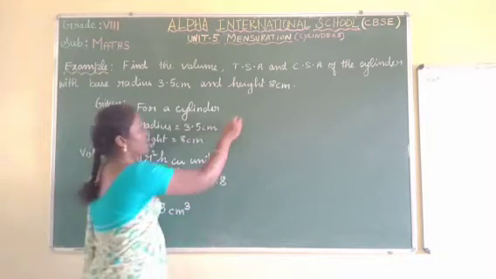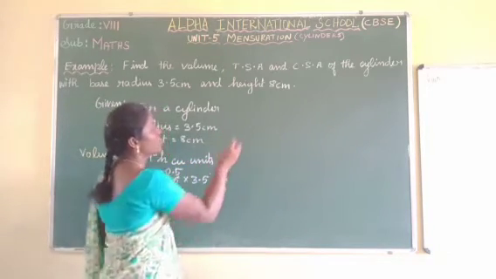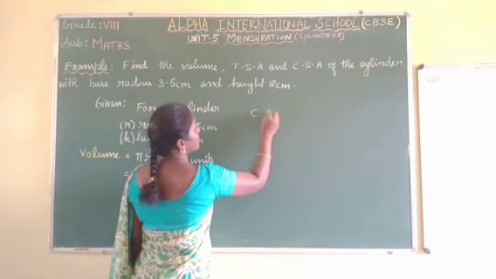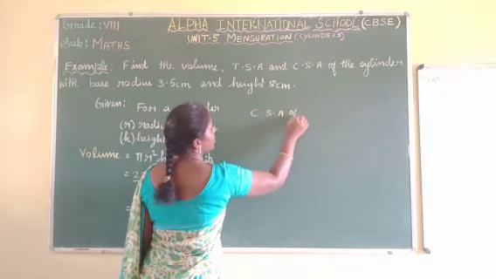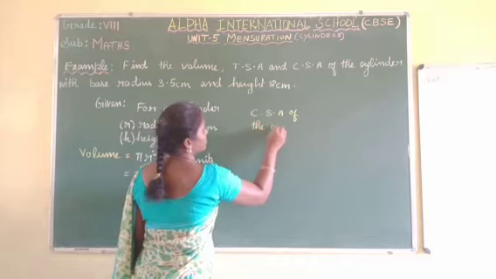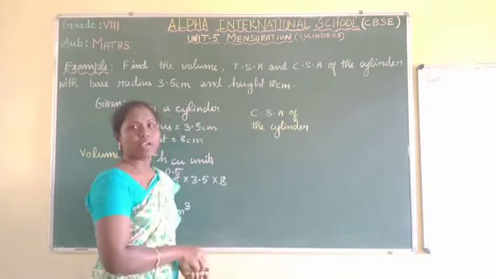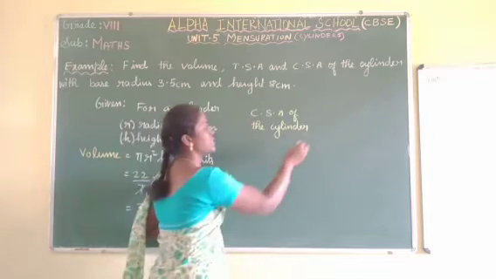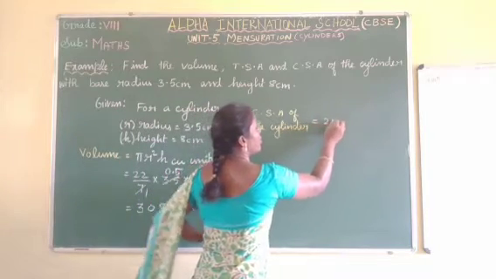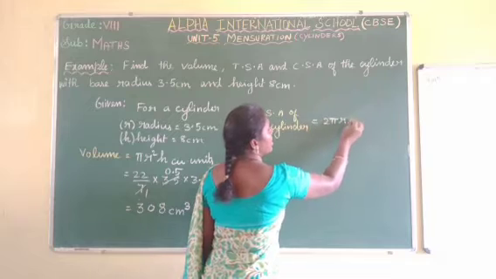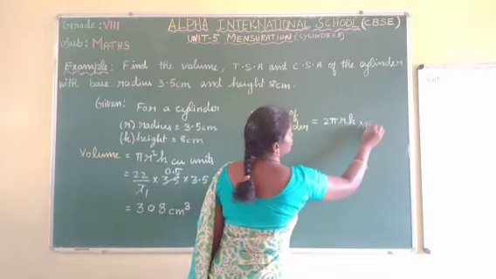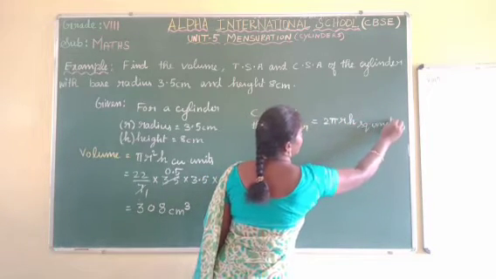Next, we are going to find the curved surface area, CSA of the cylinder. What is the CSA of the cylinder formula? 2 pi r h square units.